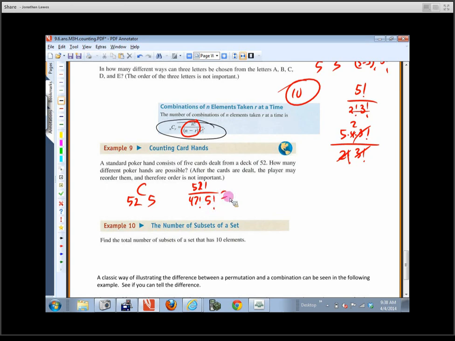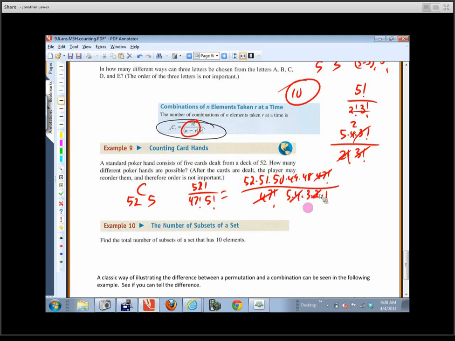Now, even though we do a ton of canceling here, this is going to be 52, 51, 50, 49, 48, and I'm going to write 47 factorial, 47 factorial, 5, 4, 3, 2, and 1. Cancel those off. And then I'm going to cancel some other stuff.